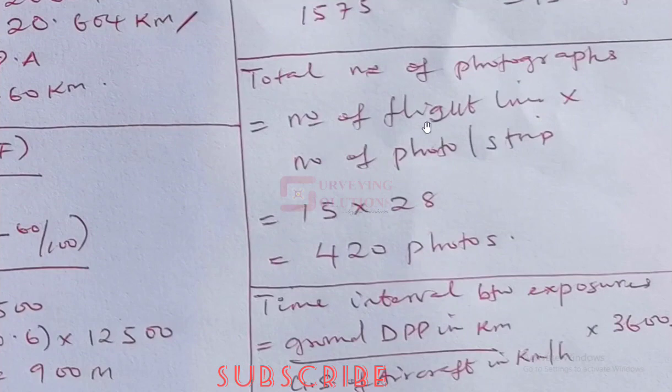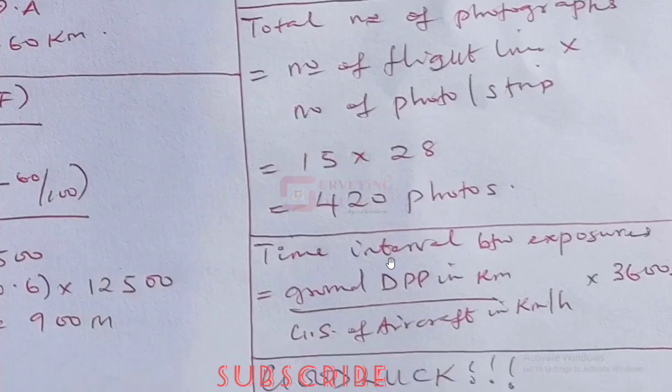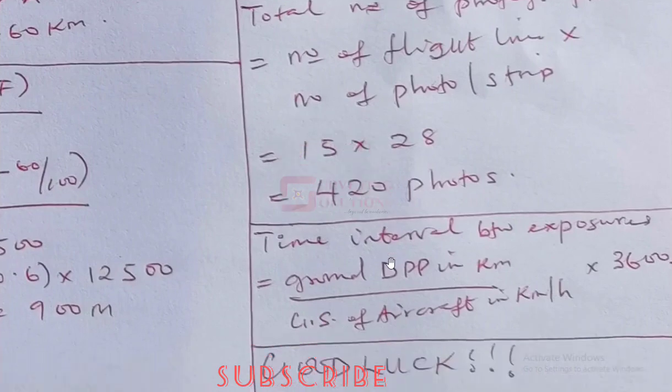the number of flight lines multiplied by the number of photos per strip. So that will be approximately 15 by 28, and that's 420 photos. So that's the total number of photographs you are going to have on this particular flight. So if you are asked to determine the time interval between exposure, then you would have been given some extra information like the ground speed of the aircraft, right?